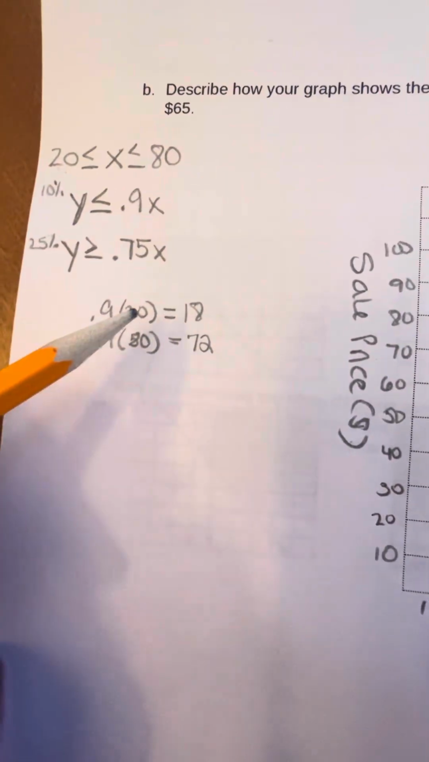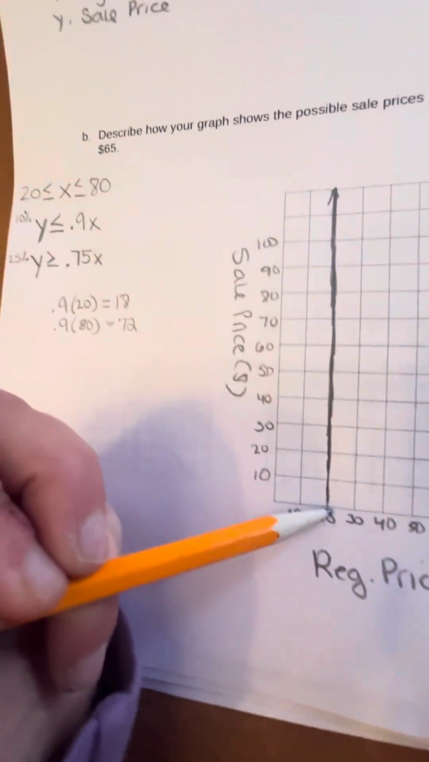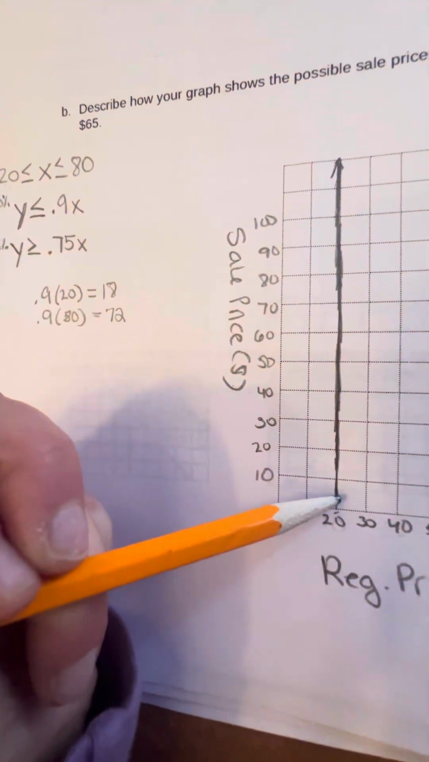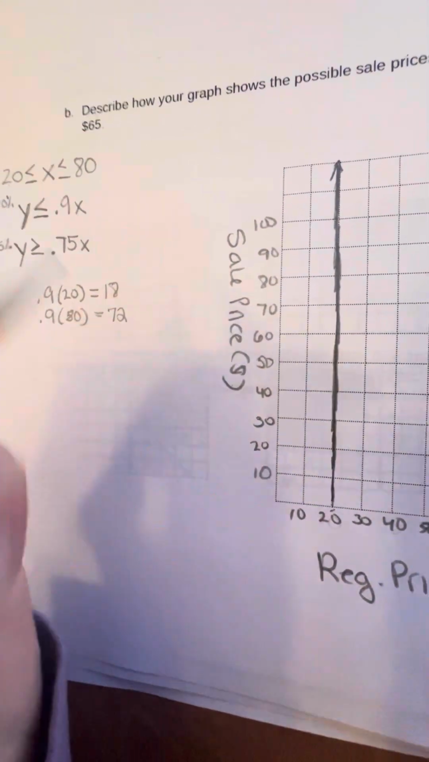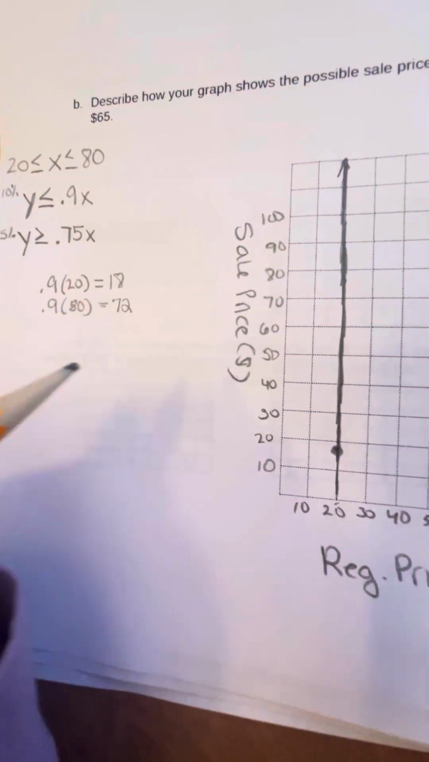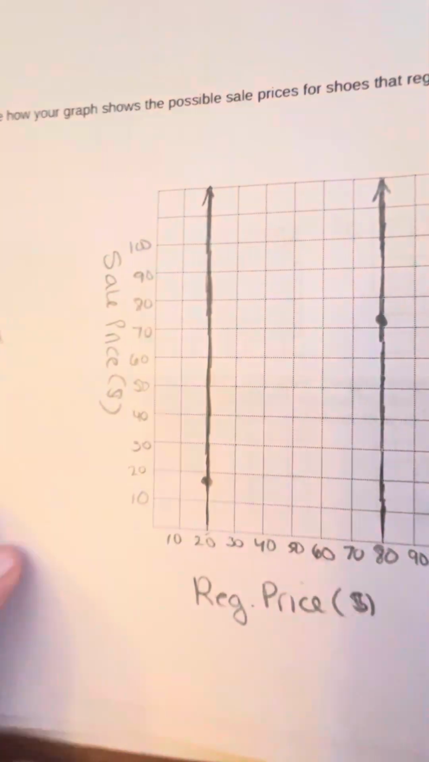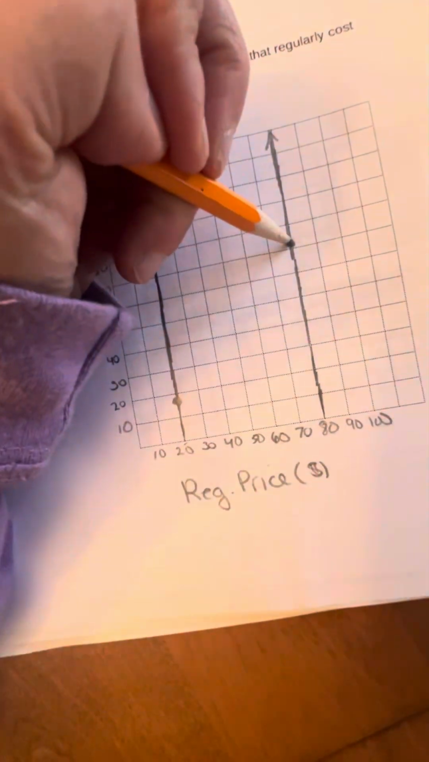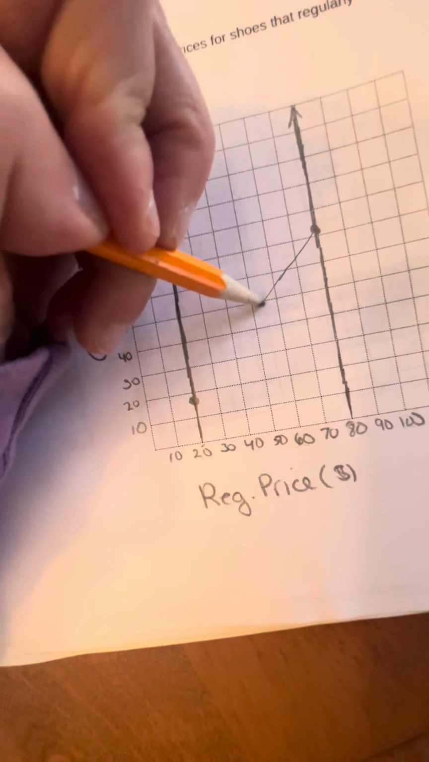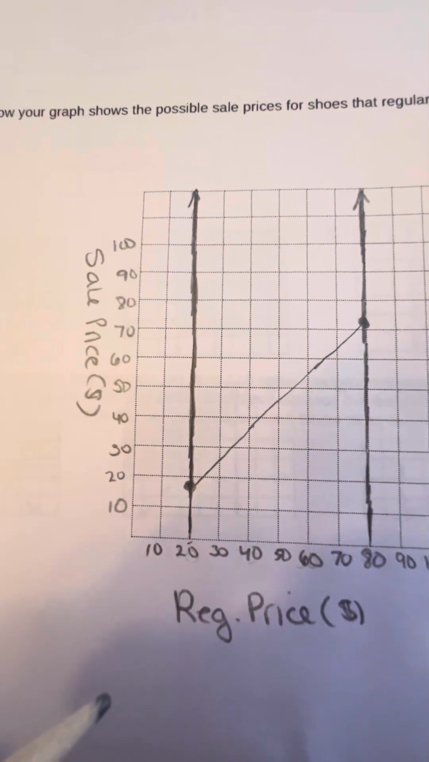So that's how much you are paying for these items. At $20 cost sneakers, your regular price sneakers would be $20, and you're now going to pay 18. So you're going to go up here, and 18 is about right there. You're going to put a dot right there. And then you're going to do the $80 sneakers, and that's going to be $72. So 72 would be roughly right here. And then you're going to connect those two. And again, you should be using a ruler for this, not my terrible nonsense that I'm doing.